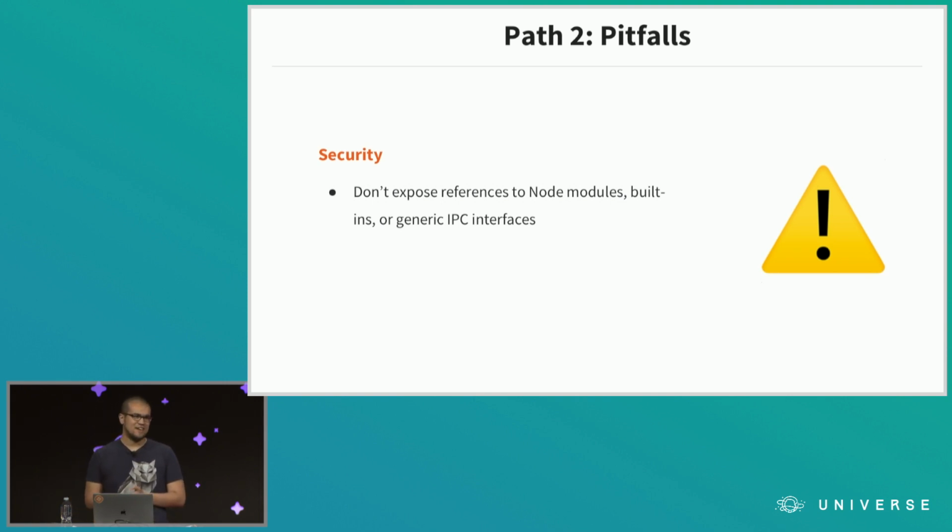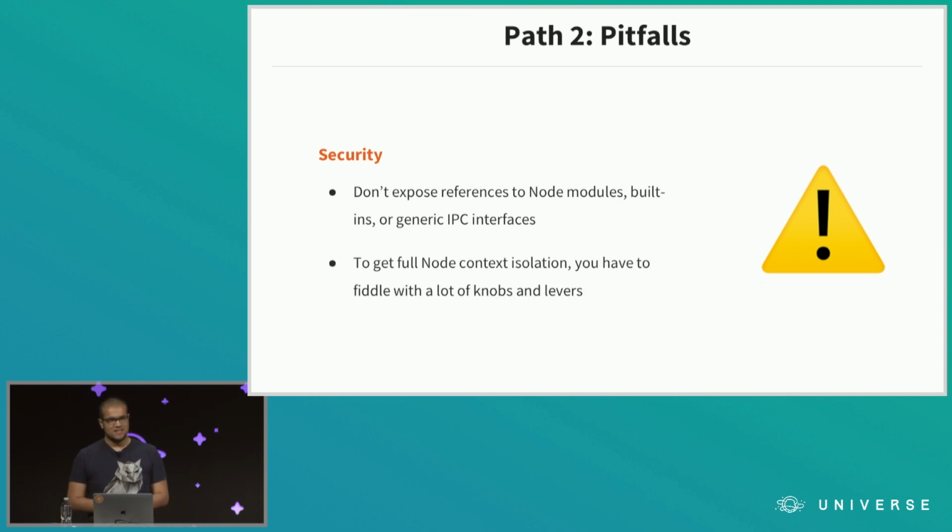Don't expose generic IPC interfaces. So, for instance, don't let your remote web app send arbitrary messages via IPC to your other processes, because that could also be disastrous if you're not careful. It's a little fiddly, too. To really get full, true node context isolation, you have to fiddle with a lot of knobs and levers, much more than I can go into detail about today.